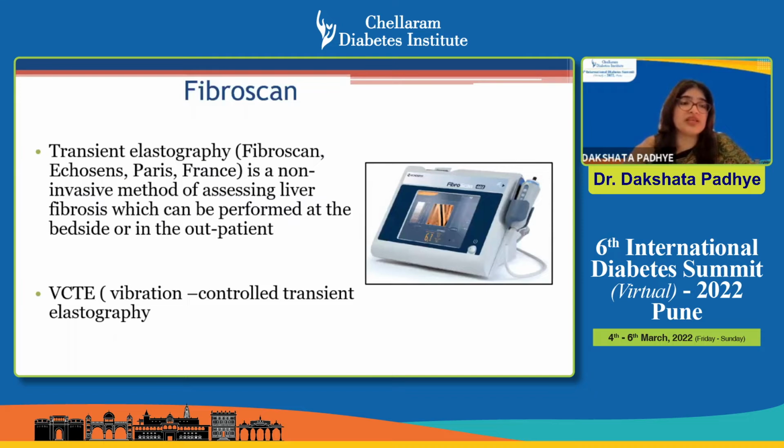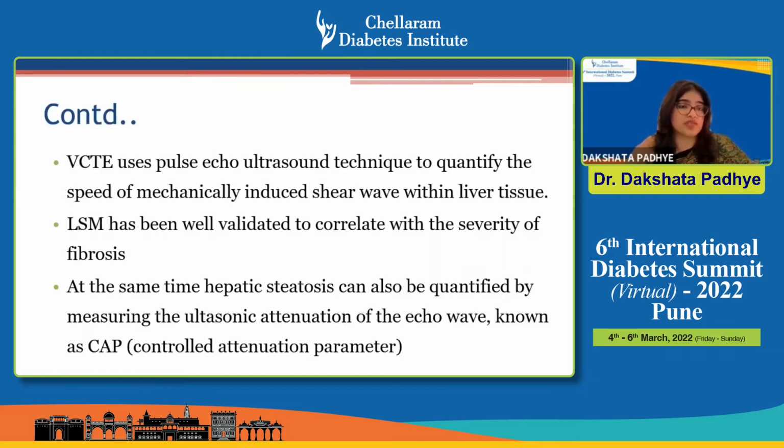Now we have transient elastography, which is FibroScan, today's topic. It is a non-invasive method of assessing liver fibrosis which can be performed at bedside or on an outpatient basis. It is basically vibration-controlled transient elastography. Now let's see how it works. This uses a pulse echo ultrasound technique to quantify the speed of a mechanically induced shear wave within liver tissue.